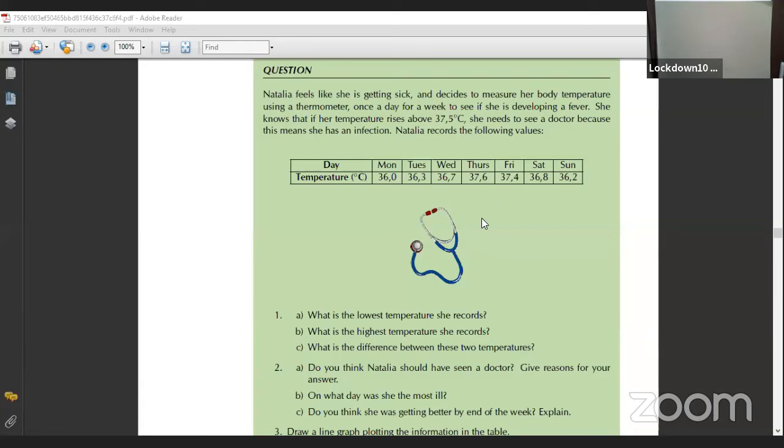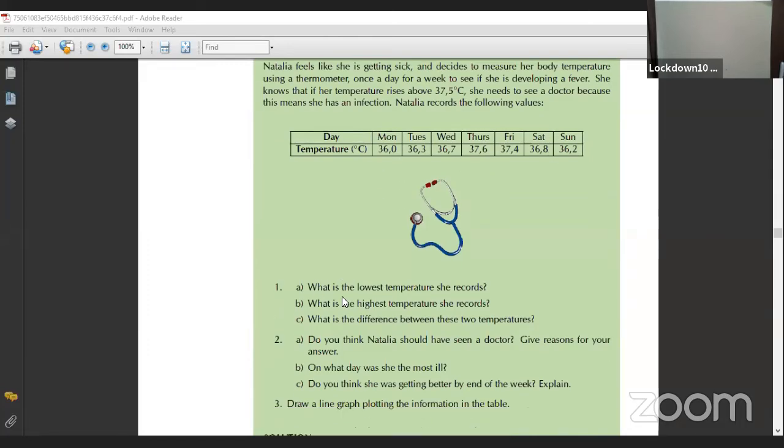Okay, so I have the data here. The data is day and temperature. Natalia has been measuring herself from Monday to Sunday, so this is the information she has. I have the first question here. What is the lowest temperature she records? It's just a matter of observation, guys. The lowest temperature she observed.